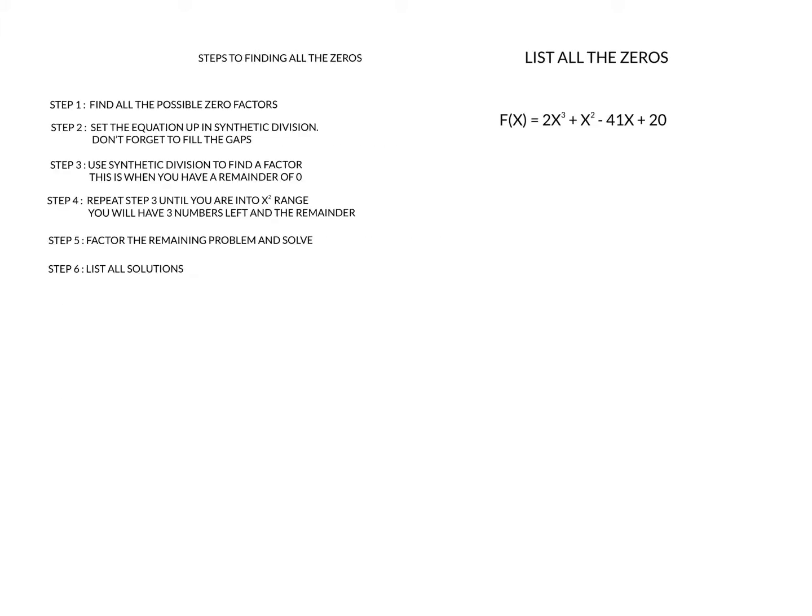All right, so let's take a look at our first example here. And again, I've put the steps on the side so we can follow those along and keep going with what we have. So first thing we have to do is list all the possible 0 factors here. That's the P over Q stuff that we did earlier. So we start with the P. Here's our P, so we list all those factors: plus or minus 1, plus or minus 2, plus or minus 4, plus or minus 5, plus or minus 10, and plus or minus 20.